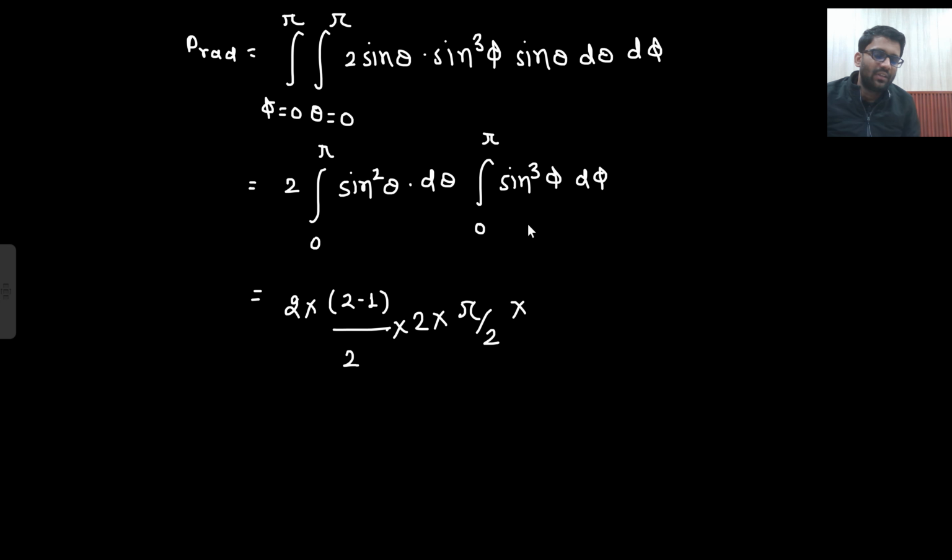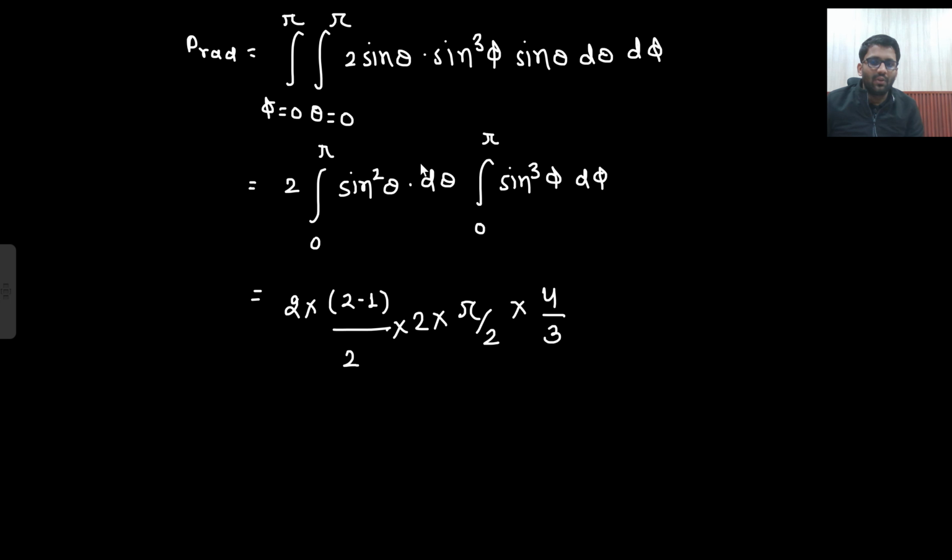And what about this? Did I ask you to remember the answer of this one? Yes, because it will be used again and again. So 0 to pi sine cube phi, what will be the answer? 4 by 3. So this integration you can do on your own. But I have also taught you how to solve these kinds of problems. And for this one, I told you to remember the answer. What was the answer? 4 by 3.